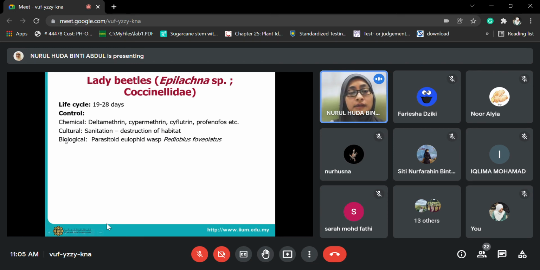Usually biological control doesn't work on the adults because, as you can see, the adult has a hardened body compared to the larvae, which is soft-bodied, and also the eggs, which are more fragile. So usually with biological control other than predators, when we are talking about parasitoids, they usually parasitize stages like eggs, larvae, and sometimes pupae.